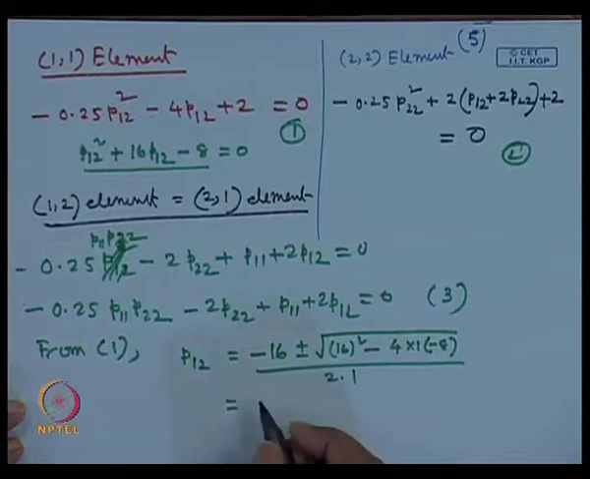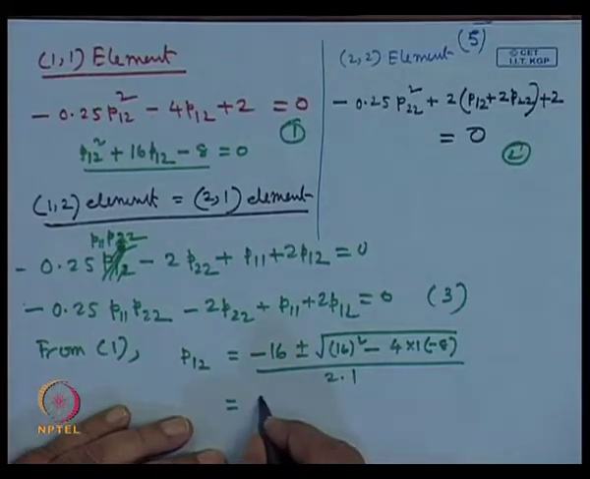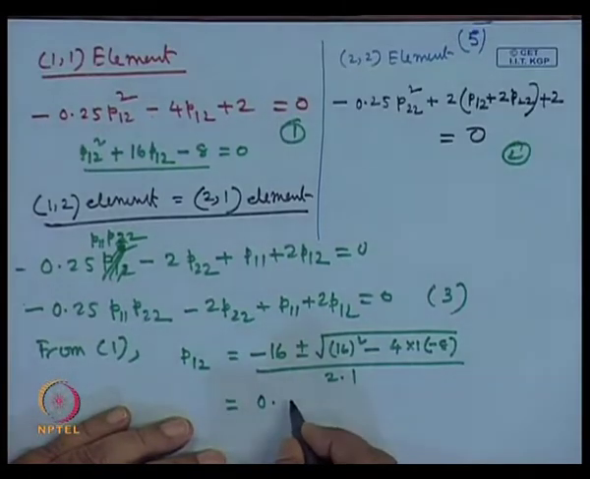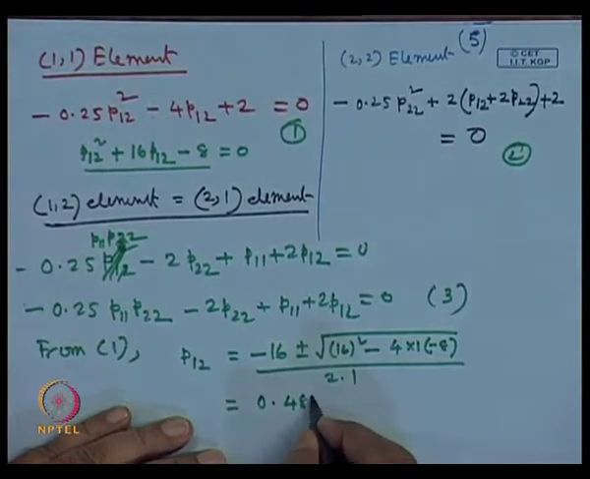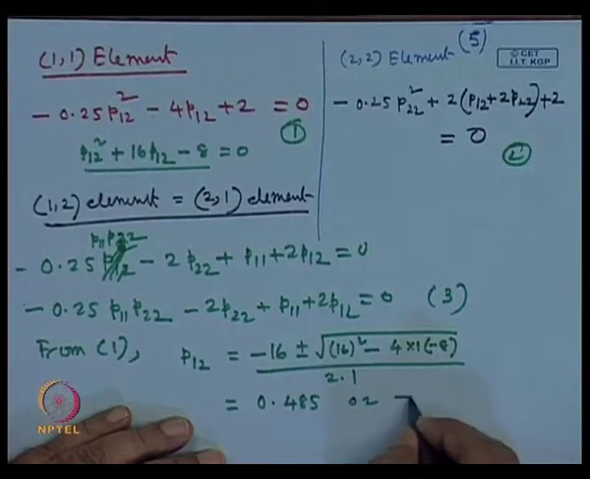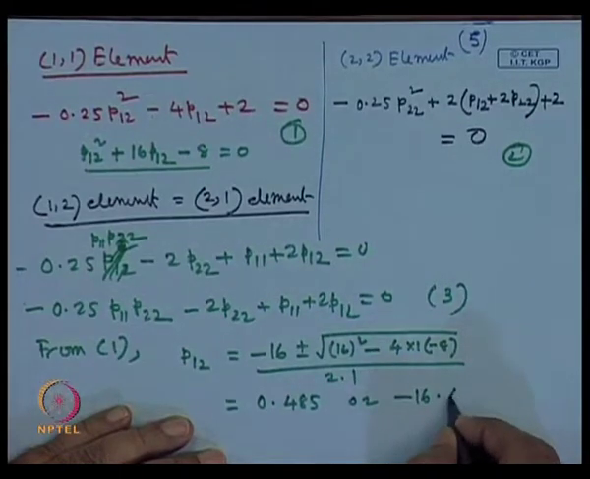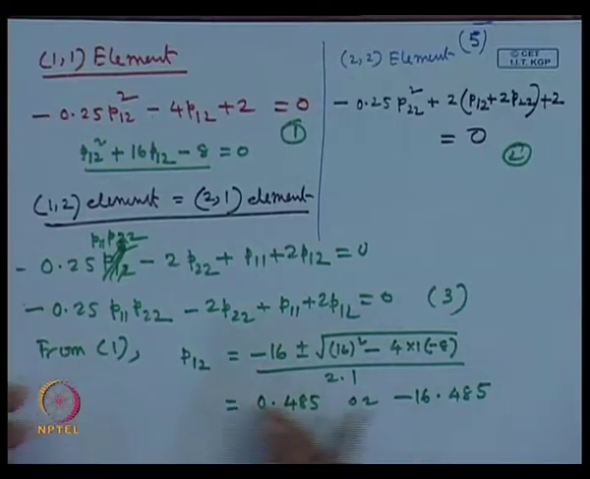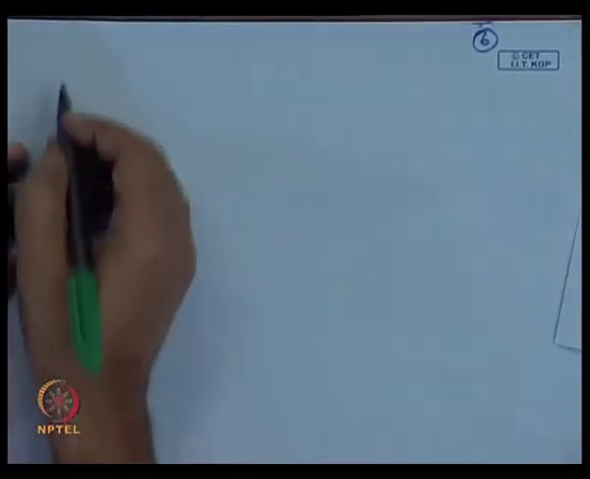So, if you solve it, you will get two values of P2, that is 0.485 or minus 16.485. Out of these two, whether we have to accept both the values or one of them, we will see at a later stage. So, let us see, once I know P2 from equation 2.